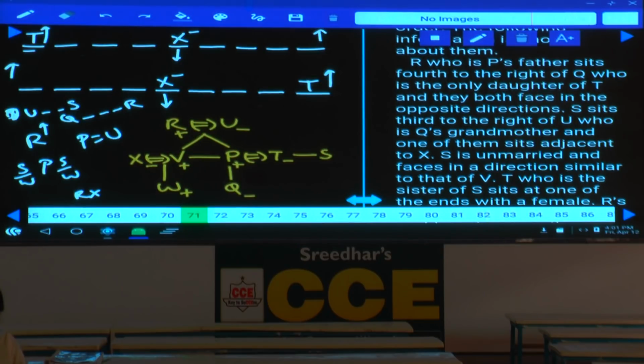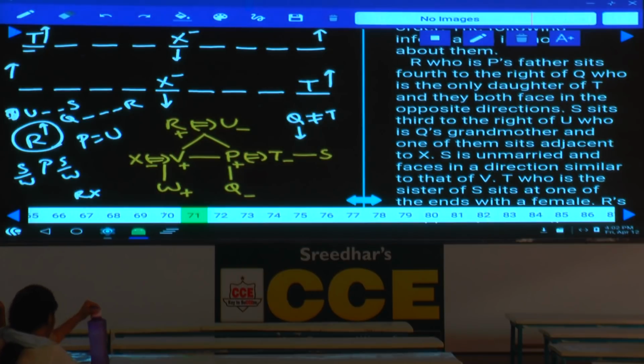And who are the persons facing in opposite directions here? R, who is P's father, sits fourth to the right of Q, who is the only daughter of T. These two persons, Q and T, are facing opposite directions. As T is facing towards north, Q must be facing towards south. As Q is facing south and R is facing north, R and Q are facing in opposite directions.